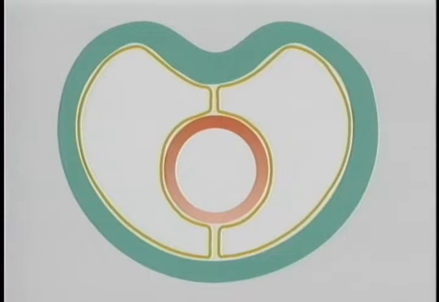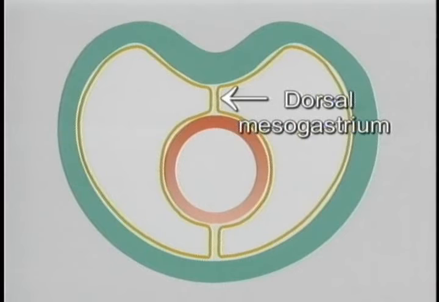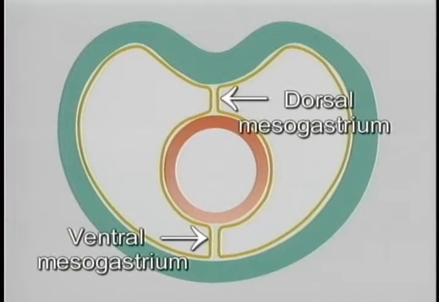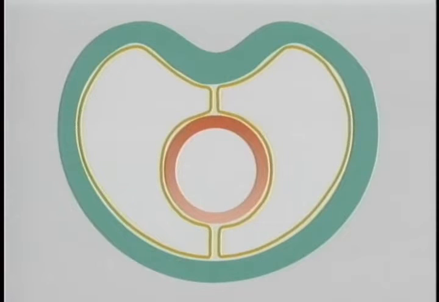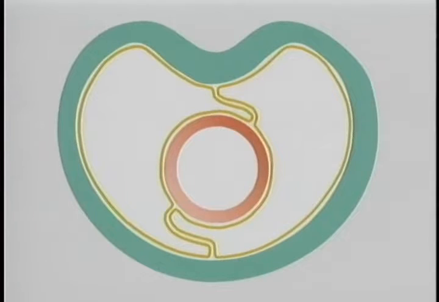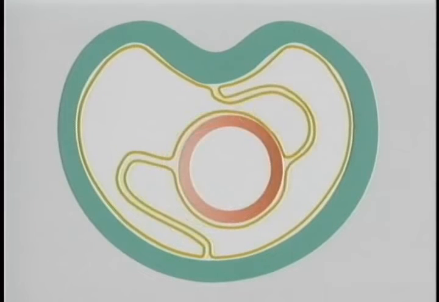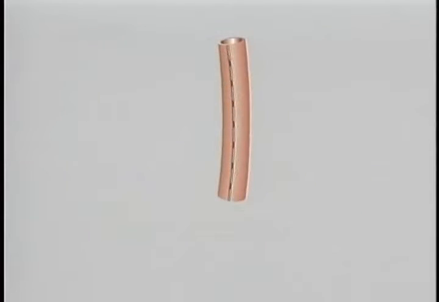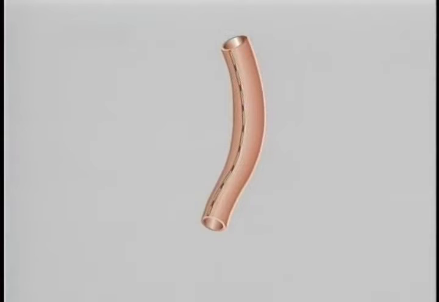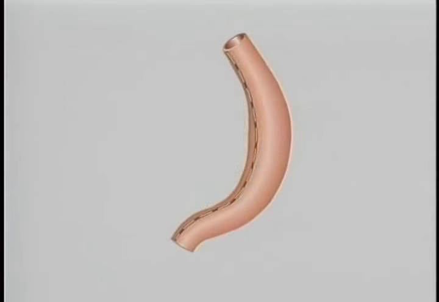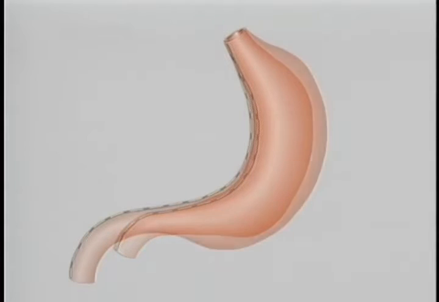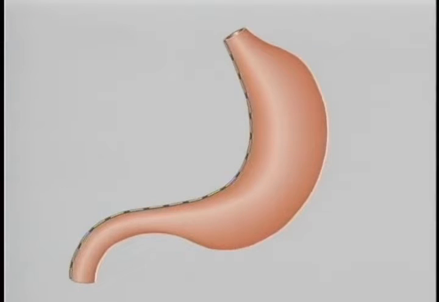Its two attachments are the dorsal mesogastrium behind and the ventral mesogastrium in front. As the foregut rotates, the dorsal and ventral mesogastrium rotate with it. The line of attachment of the ventral mesogastrium swings round to the right as the foregut develops. It ends up running along the lesser curve of the stomach and the top of the proximal duodenum.